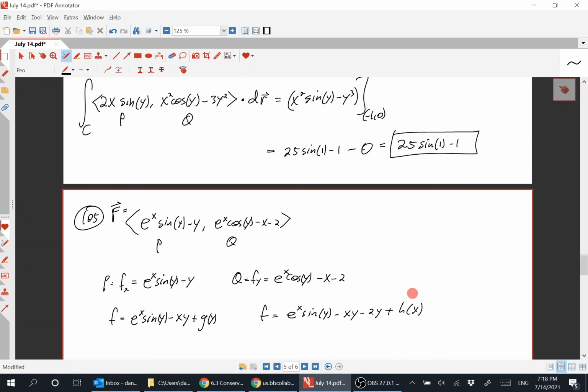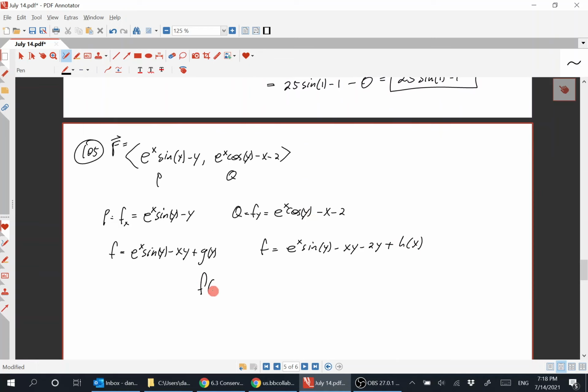So what is a function that matches both of these? If there is no such function that matches both, then you know it's not a conservative vector field. But here, it better have one. So we have e to the x sine y minus xy in both. And then plus g of y, so that'll be 2y. And then h of x is 0, right, because there's no h over there.